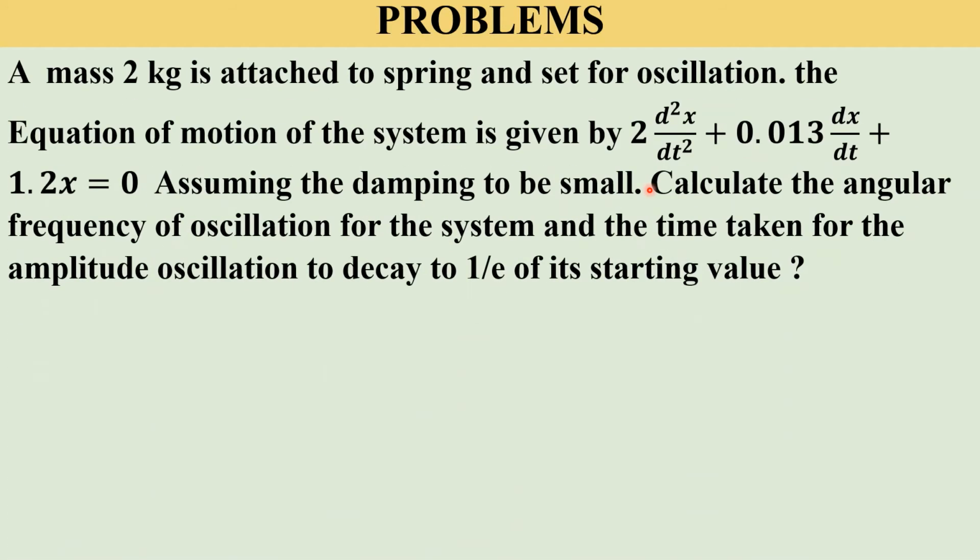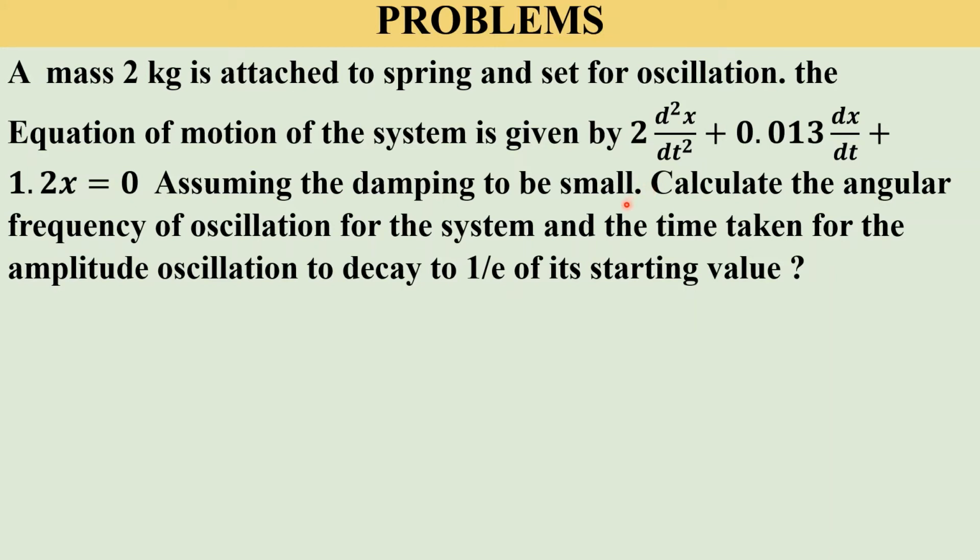A mass 2 kg is attached to a spring and set for oscillation. The equation of motion of the system is given by 2 d squared x by dt squared plus 0.013 dx by dt plus 1.2 x is equal to 0. Assuming the damping to be small, calculate the angular frequency of the oscillation for the system and the time taken for the amplitude of oscillation to decay to 1 by e of its starting value.